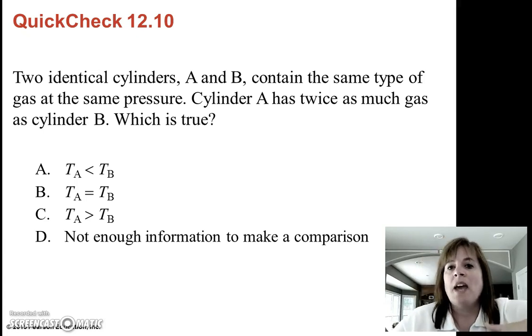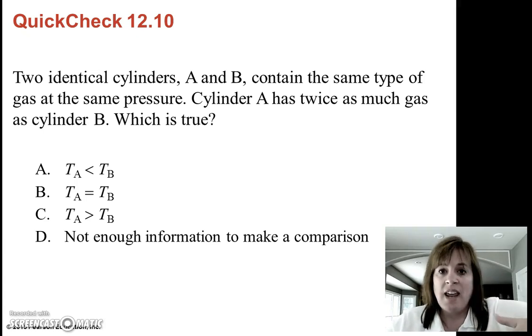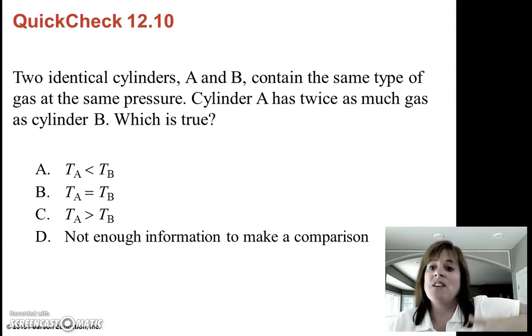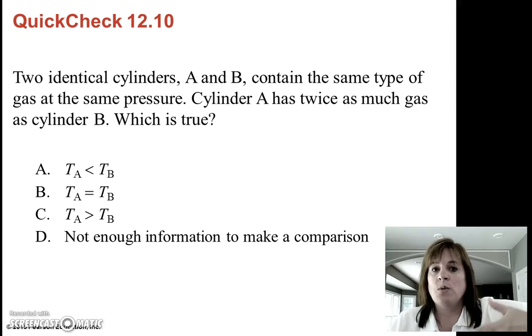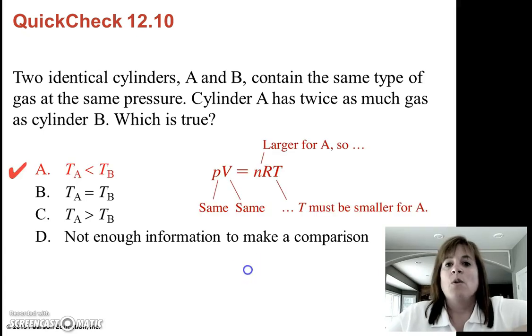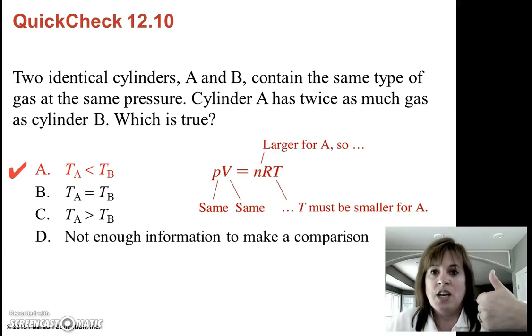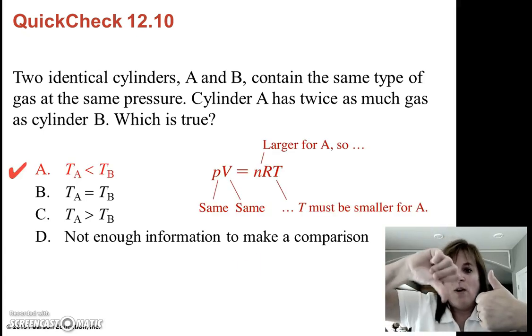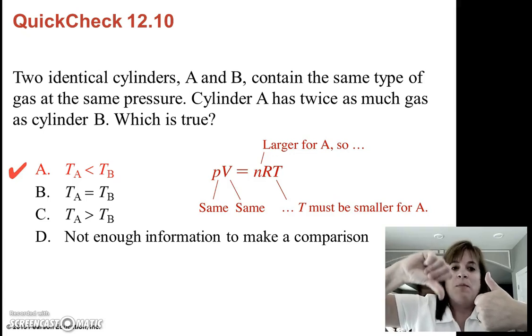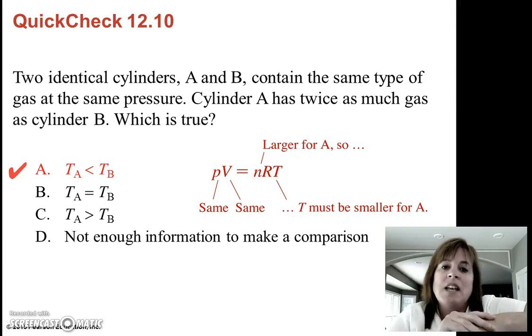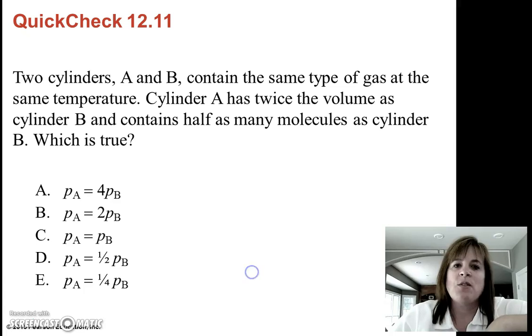Well, because volume and pressure were the same, then we have an inverse relationship between the amount of gas and the temperature, right? If we're going to add twice as much amount, then we have to decrease the temperature. So the temperature in A has to be less than the temperature in B for the pressure and volume to remain constant. All right, let's try another one.